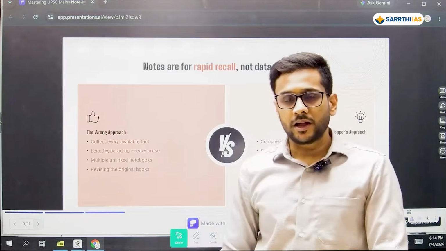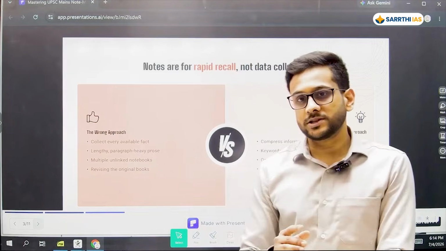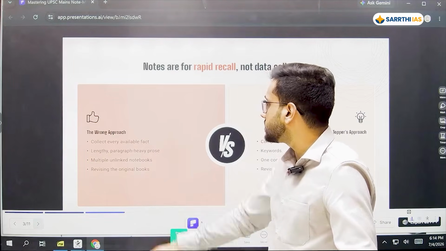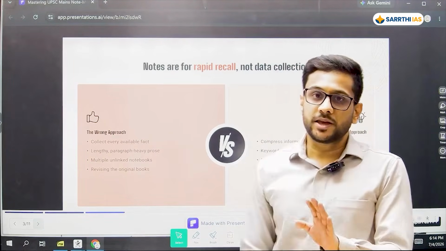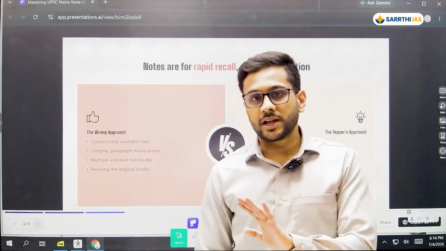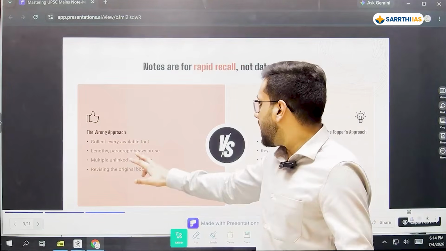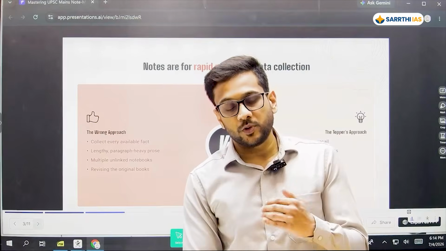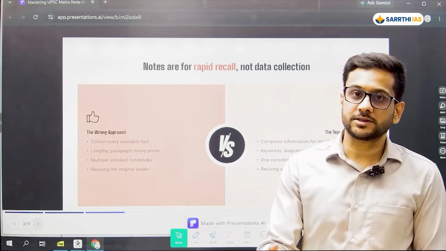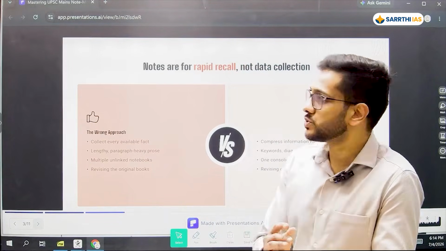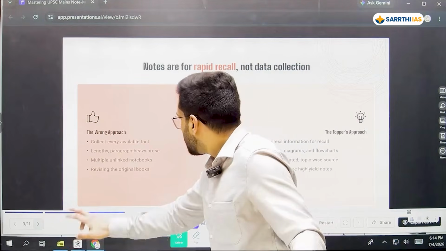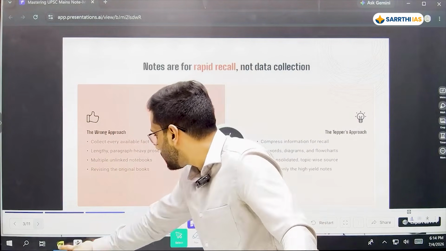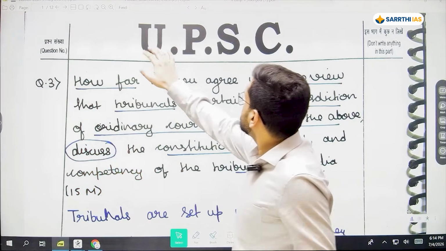You should read it, but you should also know what is relevant for mains and note down only those current affairs or value addition. Then when you are making your notes, don't make them lengthy, don't make them in paragraph style. They should be more keyword focused. They should be more like how you will write your answers in the mains examination. I will show you one example for this. I have mentioned you should not make lengthy paragraph style notes. So for example, I will show you.